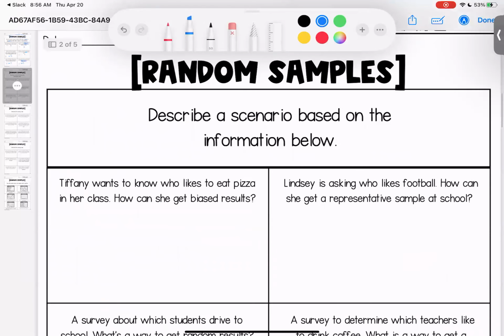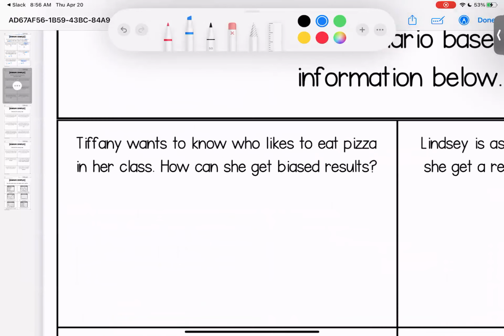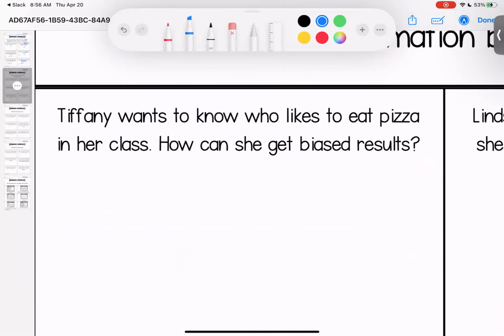All right, loves, describe a scenario based on the information below. If Tiffany wants to know who likes to eat pizza in her class, how can she get a biased result?